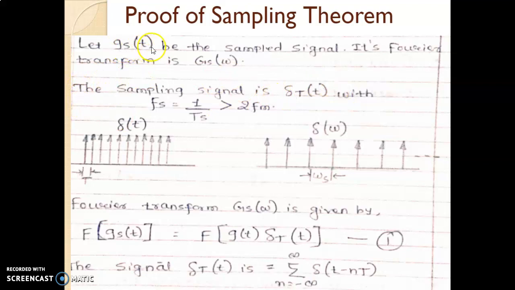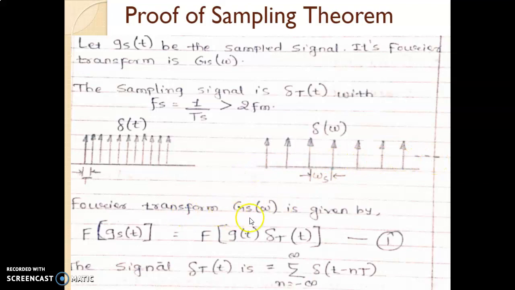If we plot this gs of t, which is our train of pulses, which we call impulses, it will look like this. This diagram we have already seen in impulse sampling. So these are our impulses, and if we take the Fourier transform of that, it will be represented like this.